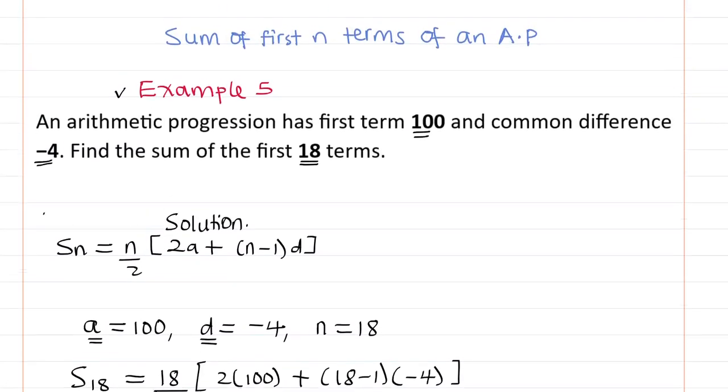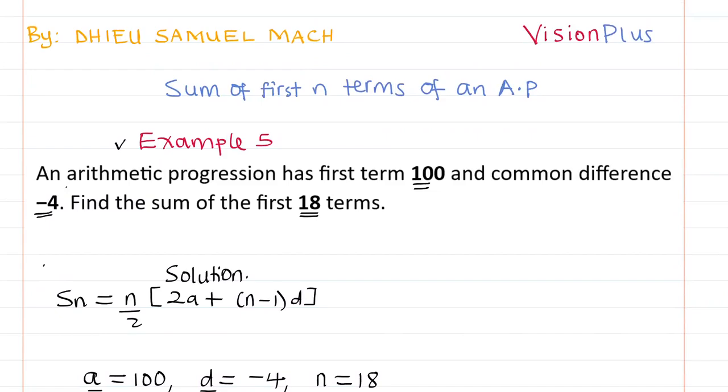In the first 5 examples, as I told you, I have been using this formula of getting the sum, but in the next examples, from example 6 to example 10, I will be using the formula where we have the last term, that is, the sum of n terms is n over 2 into the first term a plus the last term l. So it is important for you to know how to use the two formulas of the sum.